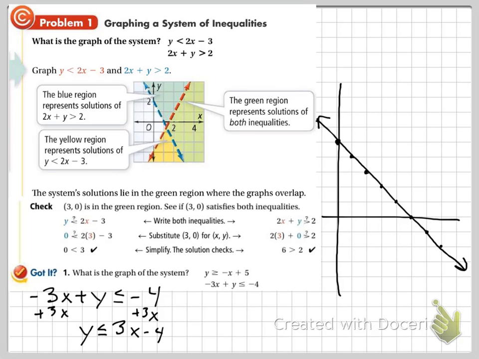So I'm going to plug in a point. I'm going to plug in 0, 0 since that's easiest. So I get 0 is greater than or equal to negative 0 plus 5, which is just 0 is greater than or equal to 0 plus 5. Right? Negative 0 is just 0. So I get that 0 is greater than or equal to 5. That's false. Not true. So I'm not going to shade my 0, 0 side. I'm going to shade the other side.